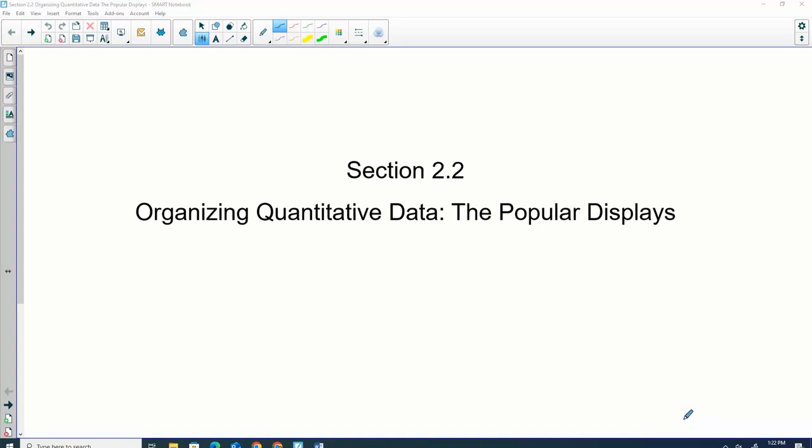We looked at different ways of organizing qualitative data, and what do we mean when we say qualitative data? Qualitative is the non-numerical stuff, things that are just descriptive, like we did M&M color, that's not numerical. So we talked about making a frequency distribution, which was just a table that listed the outcomes and how many times you got each outcome.